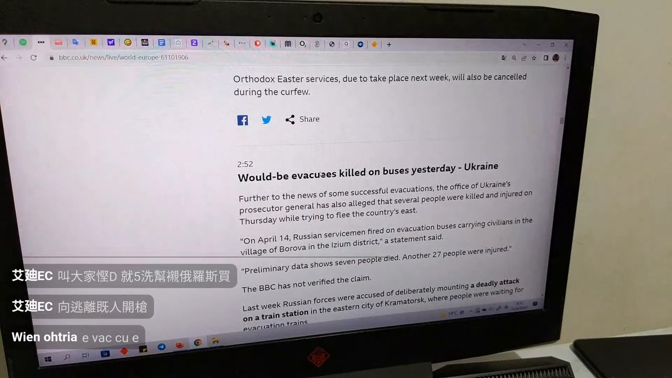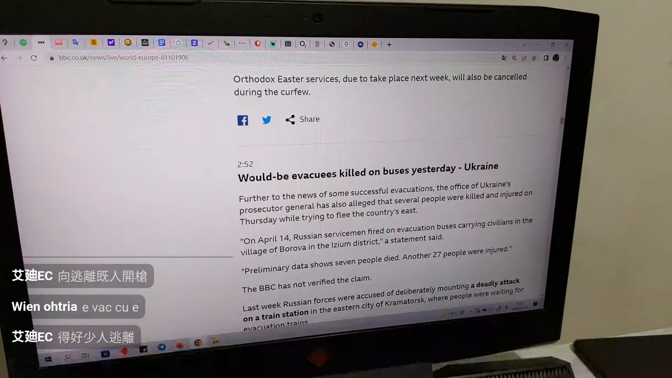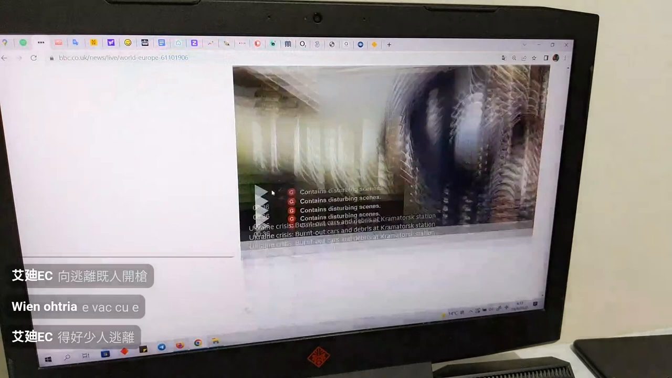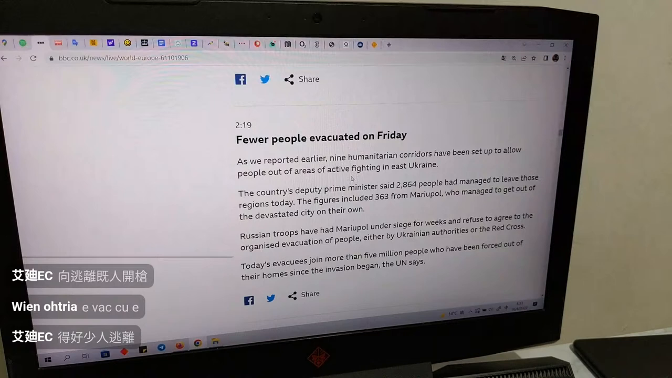Evacuees. Would be evacuees killed on bus yesterday. Would be, I don't know. Wow, this can be used like this, it's just like an adjective. Would be evacuees. Okay, would be evacuees. That means 即撤離中嘅人啦，撤離嘅人啦. Okay, evacuees. Few people evacuees on Friday. Yeah, 得好少人逃離. Okay, few people.